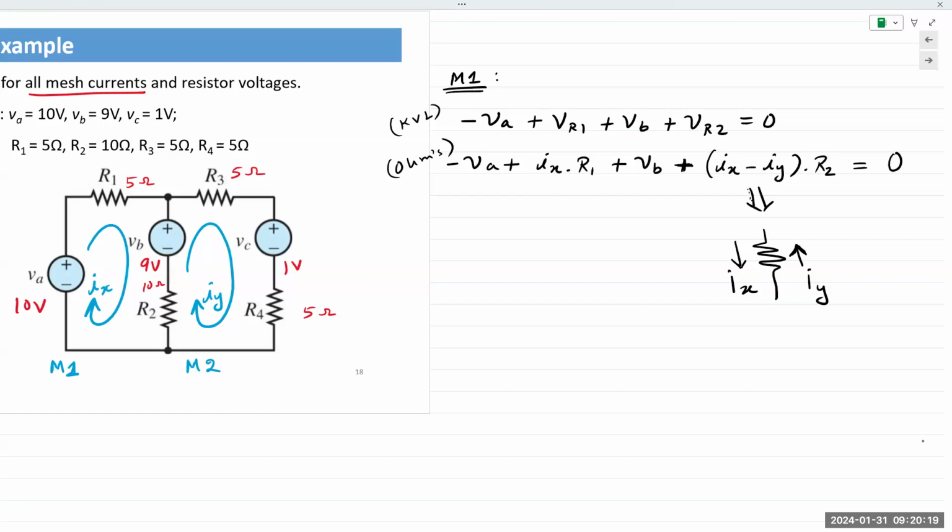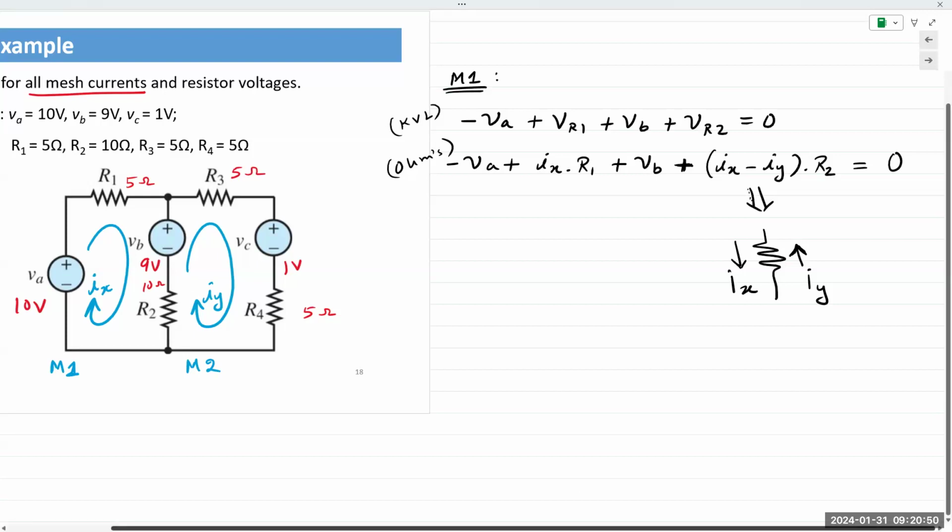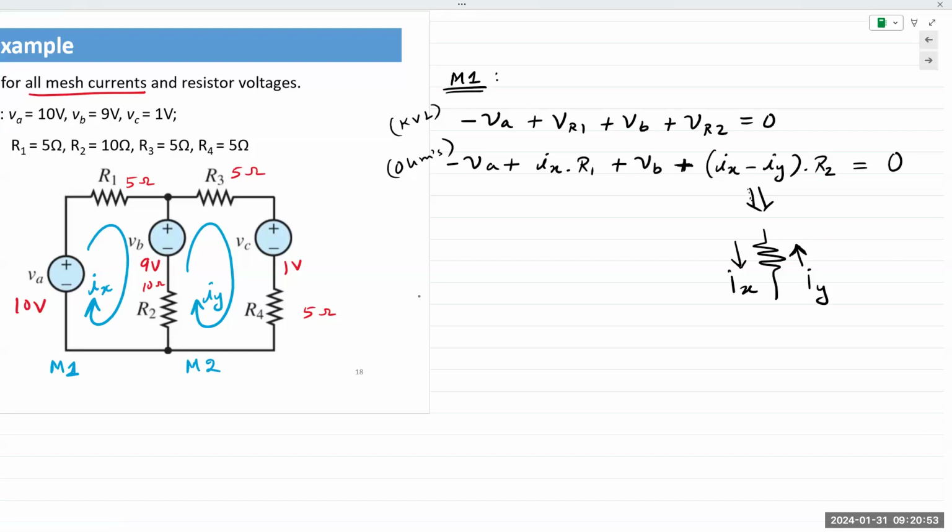Does that make sense to everyone? Let's take a 10-second pause. Think over that and let me know if you have any questions. Any questions at all? Okay, let's move on to mesh 2 then. Actually, wait, let's plug in the values before we move on.